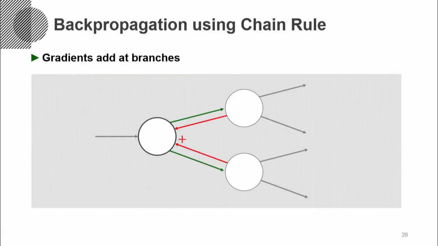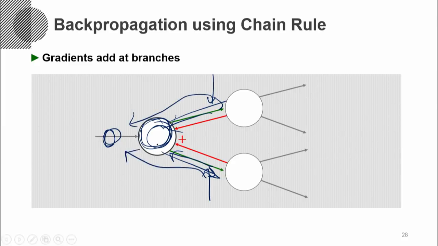And also this gradient is added at these branches. So if one particular node output is branched out into two different computational graph routes, then the gradient values generated from here and here are all added together into this node. So the gradient with respect to this variable is the sum of the gradient from here and here.